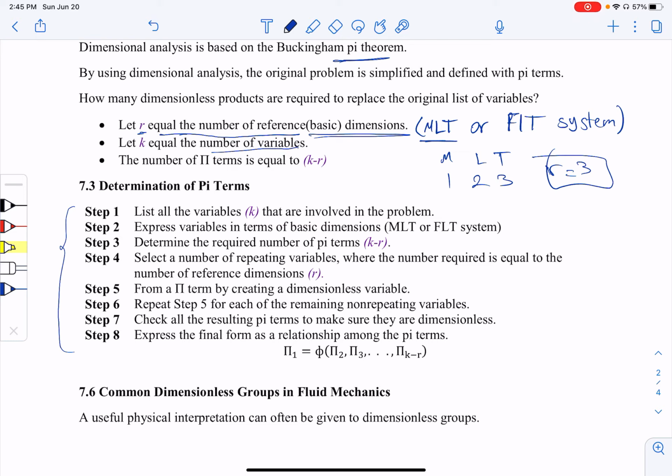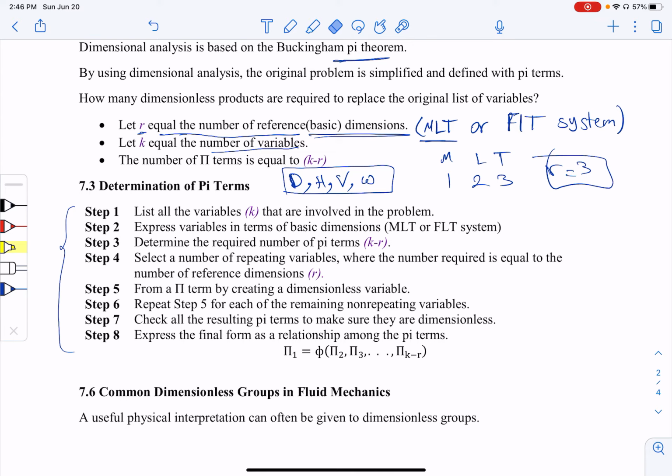For example, let's say that we know the diameter of the blade is going to affect our system. We know the height of the tower is going to affect it. We know the velocity of wind is going to affect the performance of the wind turbine. We know that the rotational speed affects the wind turbine. So let's say we have these four variables that we know are going to affect the problem, right?